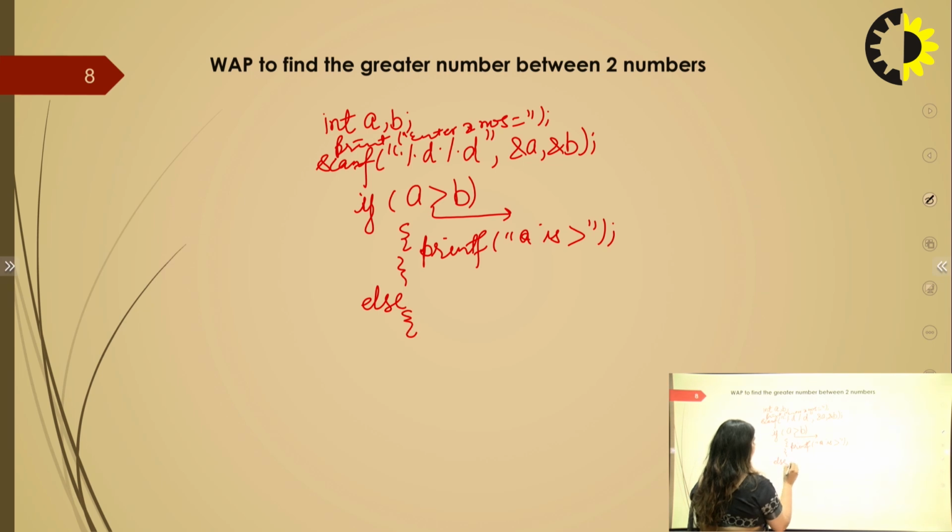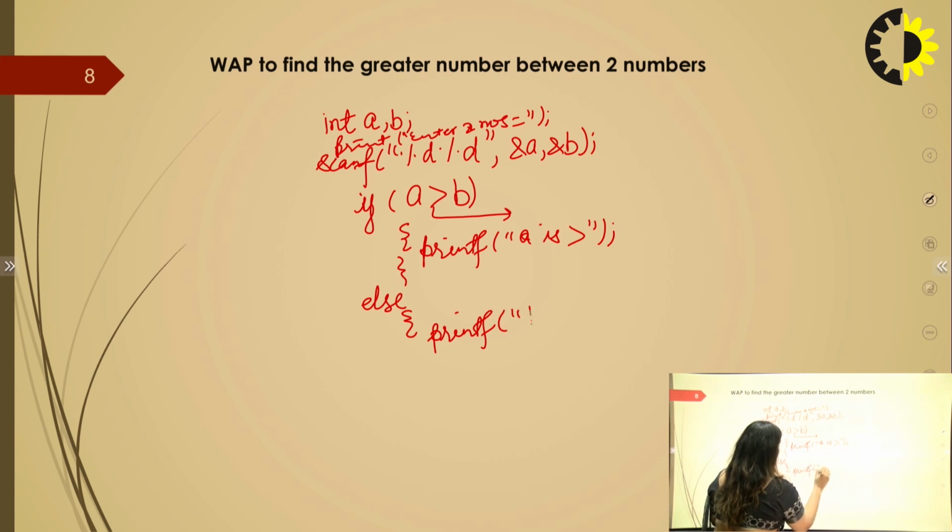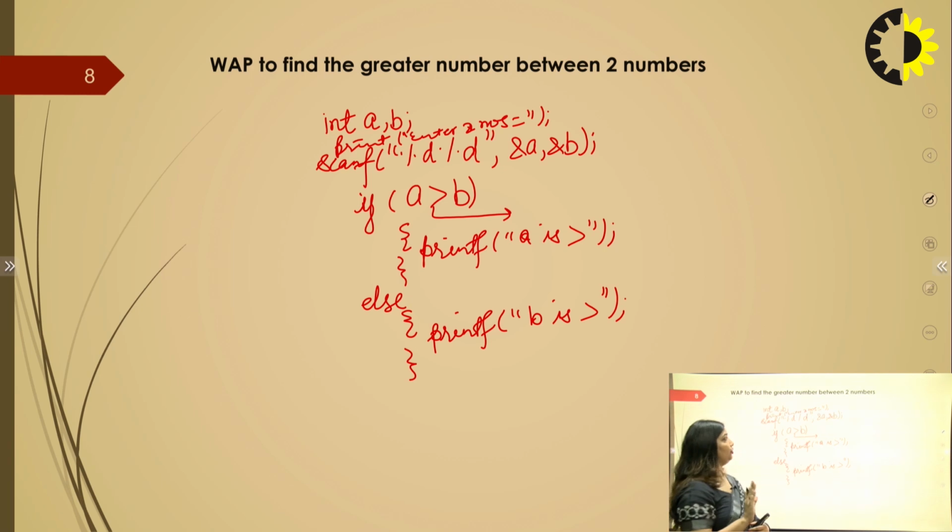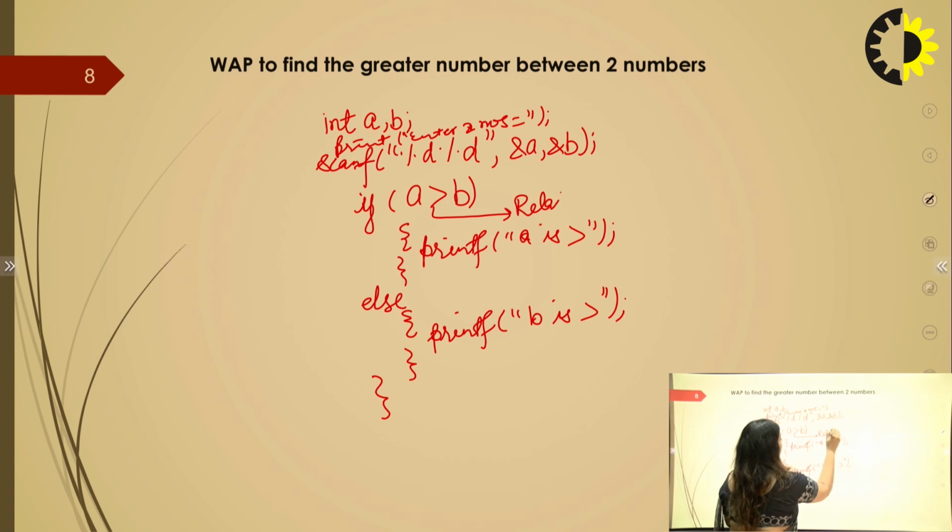Otherwise, else printf b is greater, because here we are taking two different numbers. We can also consider a condition for if both the variables are equal, like a is equal to b, then we can print that a is equal to b, right? So here is the implementation of the relational operator, greater than.